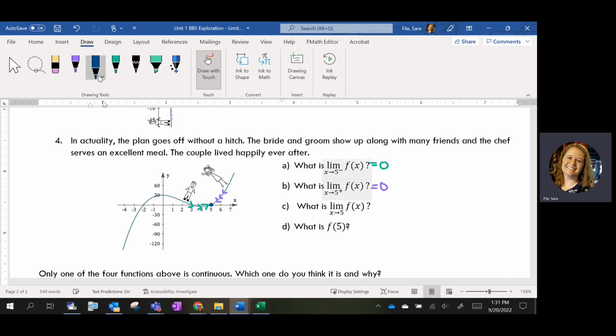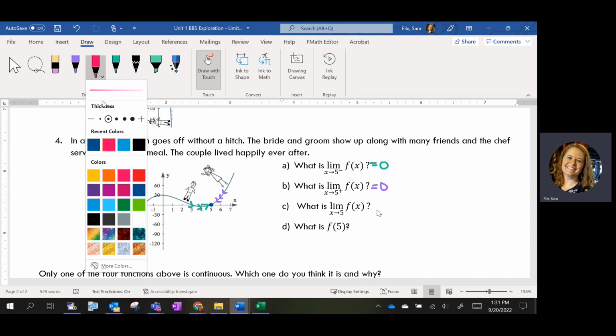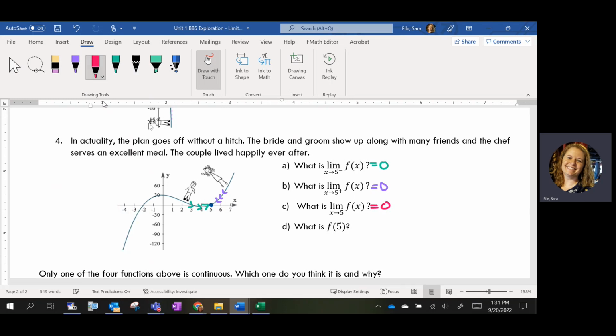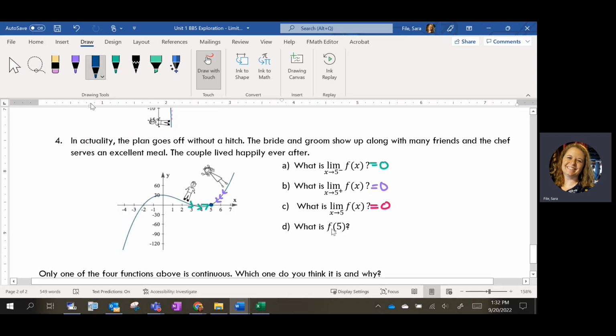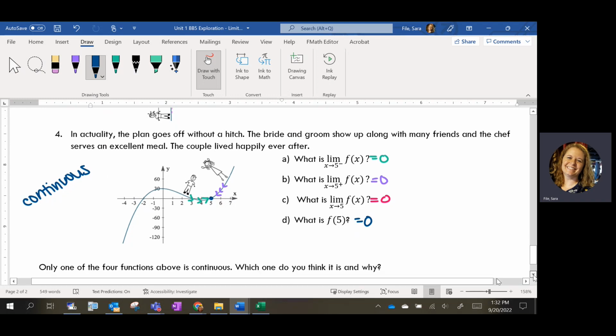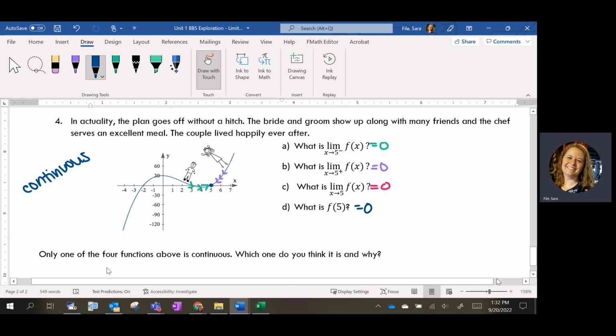So they are equal. So that means the limit does exist. So far, so good. Now, what about when we evaluate that? What is the value of the function when x is 5? Also 0. So the limit exists and it's equal to the function value there. So this one is a continuous function. There's no discontinuity. This one is continuous. So that answers that last question, which says which of the four functions is continuous.